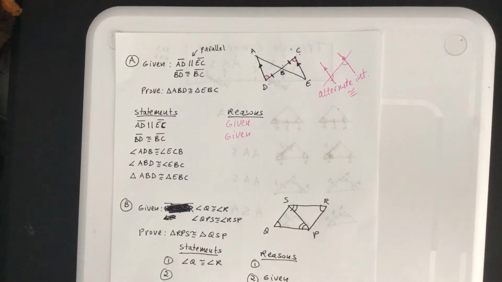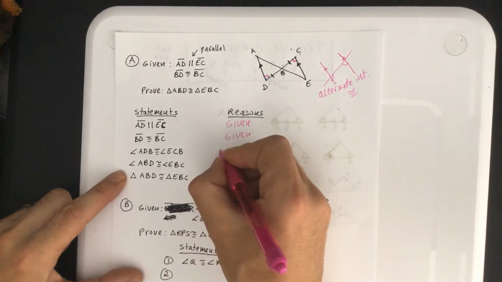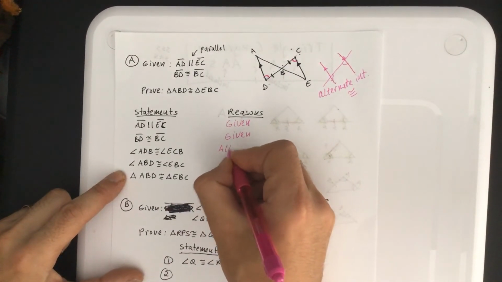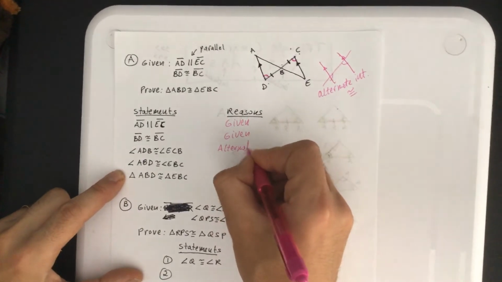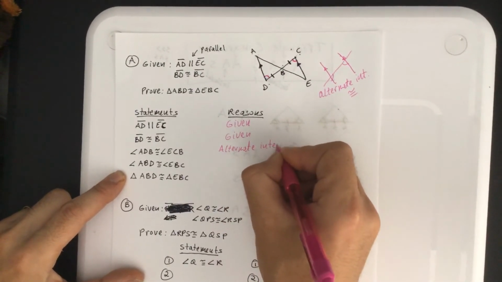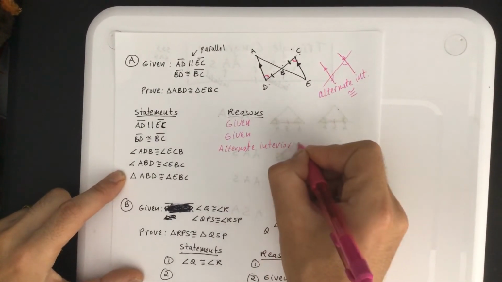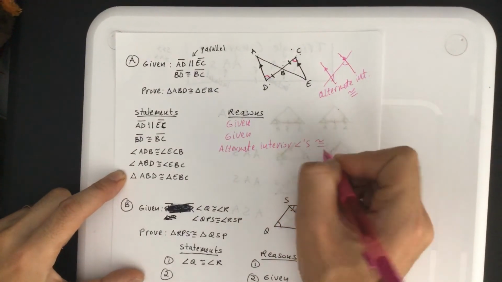That's the thing about math, you have to remember what you learned before in other chapters, in other sections. So yes, alternate interior angles. Every time you have parallel lines, you're probably going to be using alternate interior angles as a reason. So, reason: alternate interior angles are congruent.